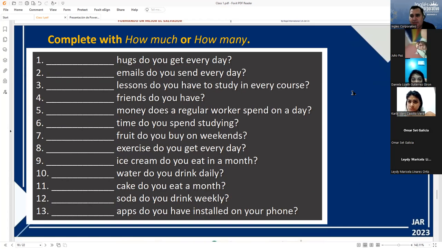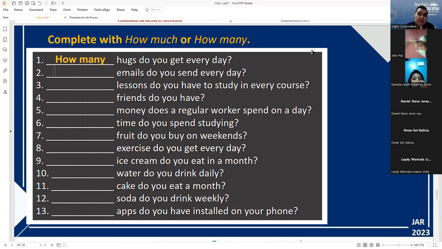How many hugs do you get every day? Teacher, how do you say hugs? Hugs. Abrazo. ¿Cuántos abrazos? How many hugs do you get every day? Many hugs. How many emails do you send every day?